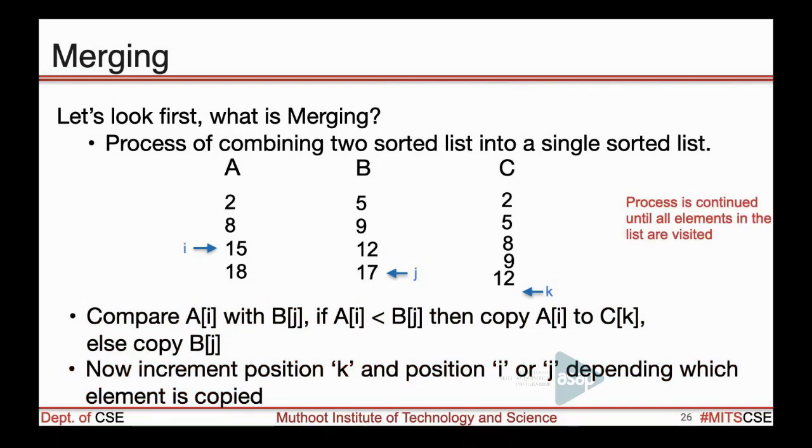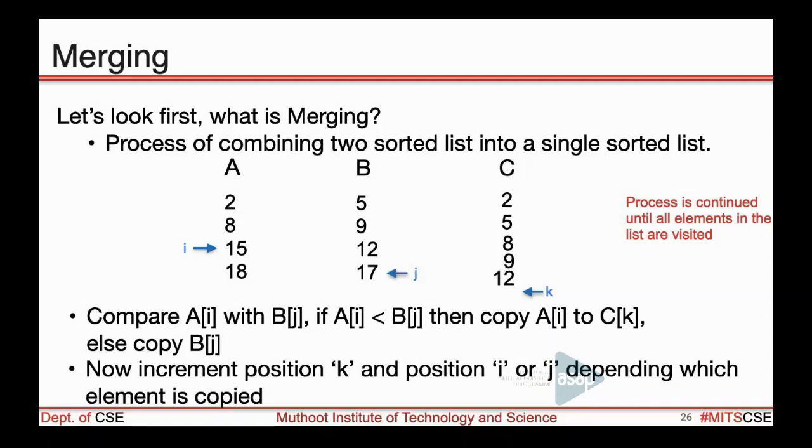Clear? So what happens if one list is completely finished? For example, my A list has been completely finished, but B is having some more elements. Should I do any more comparisons? No. Why? Because B is already sorted and A is already completed. So I can just copy the remaining items in B to C. Clear? So this is the process of merging.